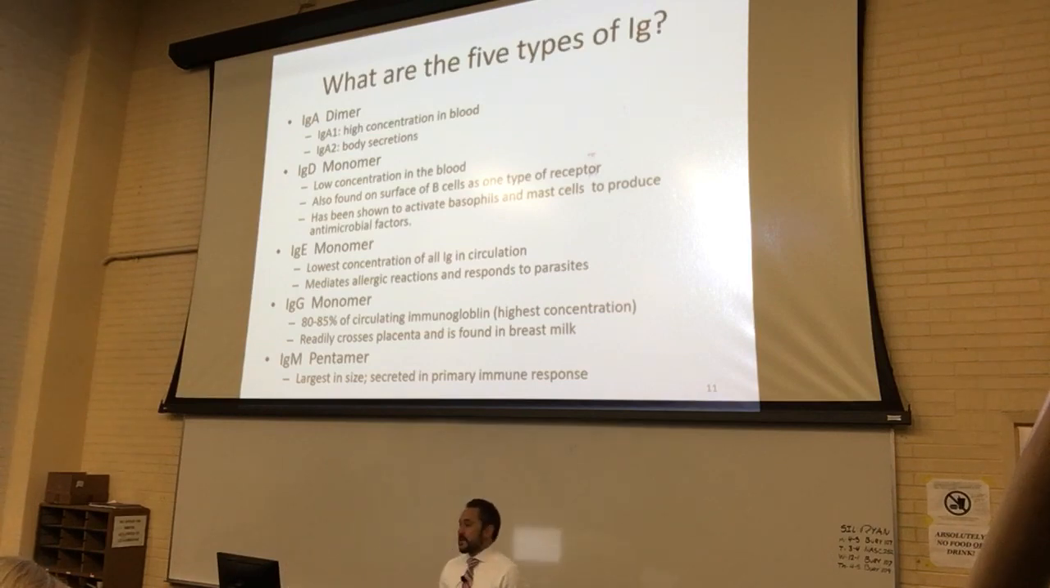Another type of monomer, IgE. This is our allergy antibody, IgE. So after the exam, we'll go into more details on these particular types. But what you should probably know for this exam is it's in the lowest concentration in circulation, like in the bloodstream, of all the immunoglobulins or all the antibodies. But it's the one that facilitates or regulates an allergy response, IgE. It also is what's triggered in a parasitic response.